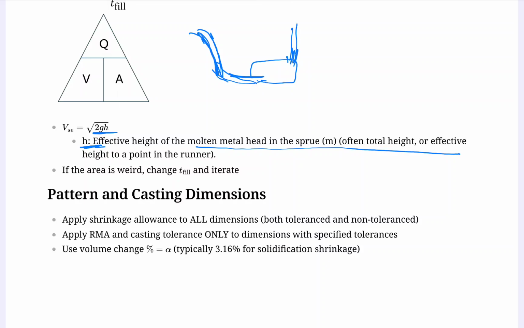Okay, this is our sprue. This is our sprue exit, or the sprue exit is here somewhere before the gate. So the velocity of our sprue exit is the square root of 2 times g times h. And the height we're talking about is this one, that effective height. If the area that we get at some point is weird, change the time to fill and just iterate until you get a proper area.